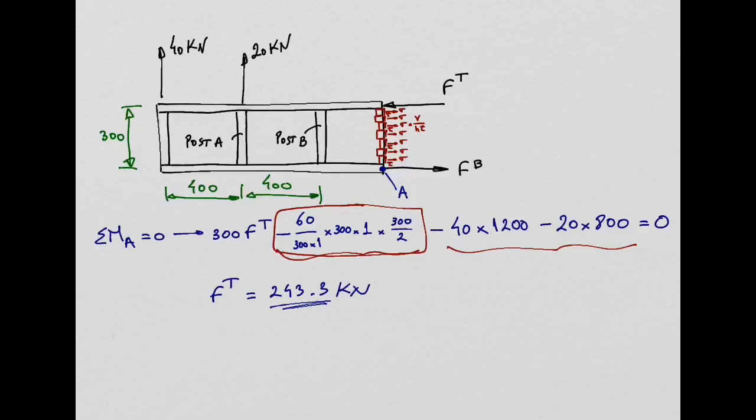Now, force in the bottom flange you can obtain from, for example, summation of forces in the x direction equal to 0. Yeah? Then the only unknown will be Fb. Or if you want, you can also calculate the moments about this point. Let's say this is point B, for example. Yeah? And then you get Fb from that equation as well. Yeah? So you can calculate the force in the bottom flange by using any of these two equations, right? Okay?